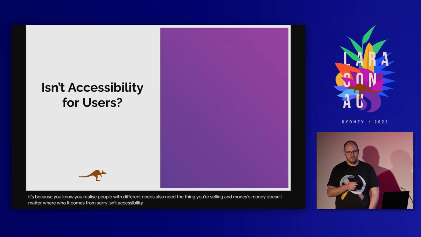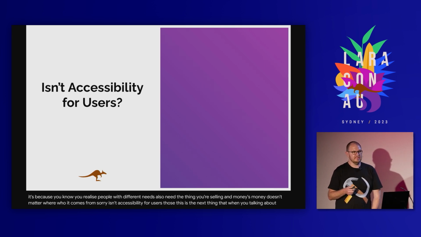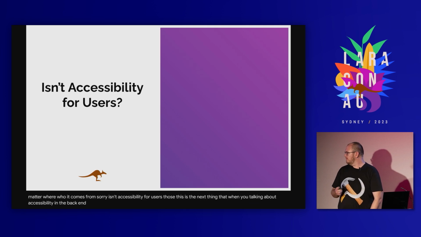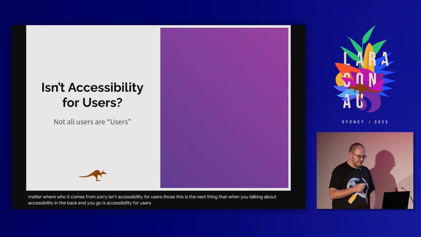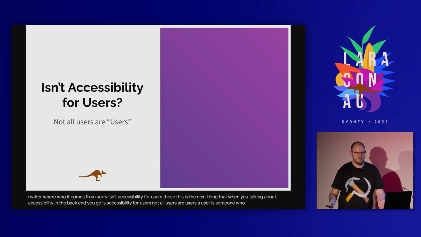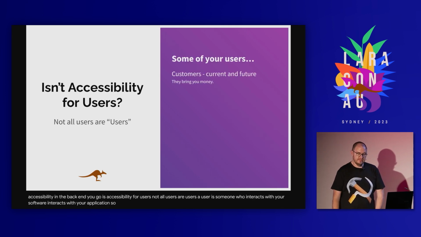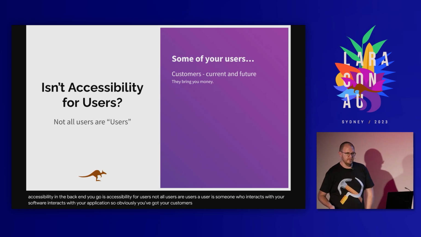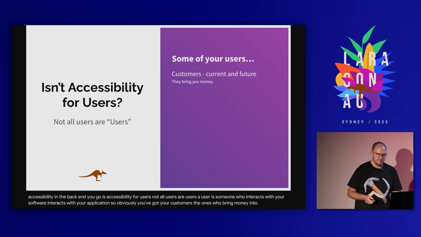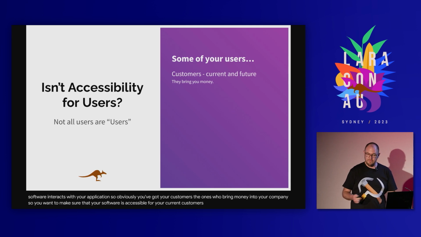So, isn't accessibility for users? This is the next thing, that when you're talking about accessibility on the back end, you go, well, is accessibility for users? Not all users are users. A user is someone who interacts with your software, interacts with your application. Obviously you've got your customers, they're the ones who bring money into your company. So you want to make sure that your software is accessible for your current customers and for future customers.